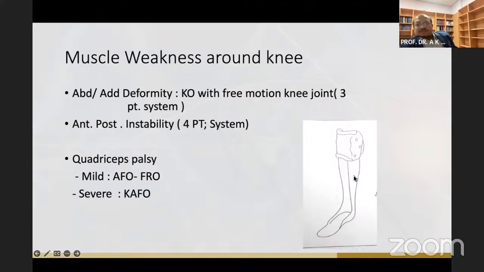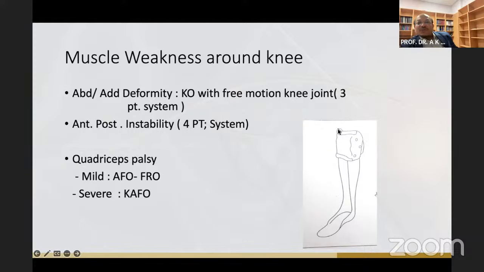What are the parts? This is the leg piece. This is the foot piece. There is no joint at all. See, there is no joint, and at this junction the foot portion is added along with the leg piece. It is a 15 degree plantar flexion, and there is an anterior bridge. So once the floor reaction comes above it, along the side bar, that will push the leg behind so that the knee becomes passively locked. That is the basis of this FRO.